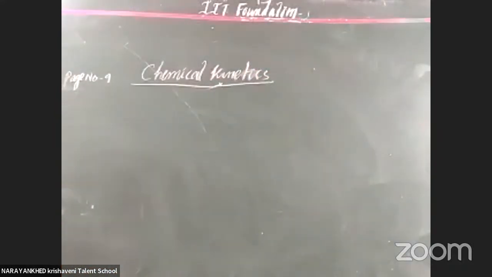On page number 9, we have the chemical kinetics concept. That is what we are going to discuss next: factors of rate of reaction. Which factors affect the rate of reaction?